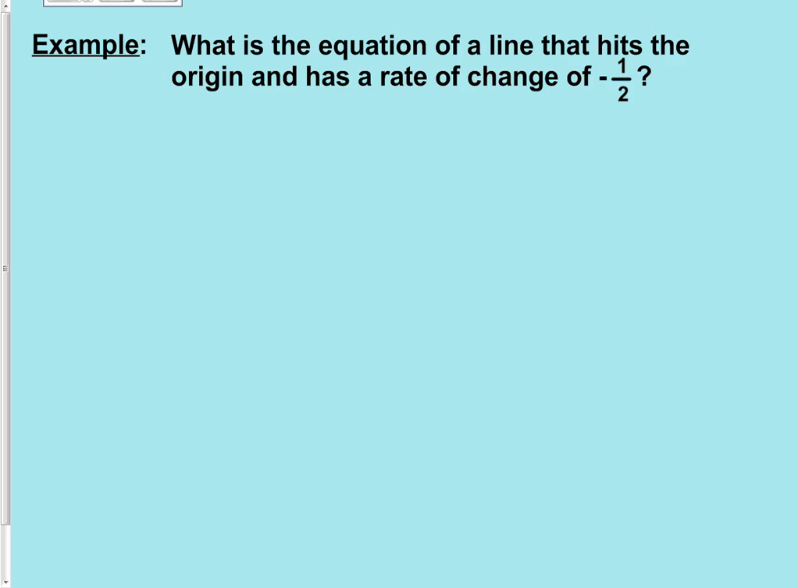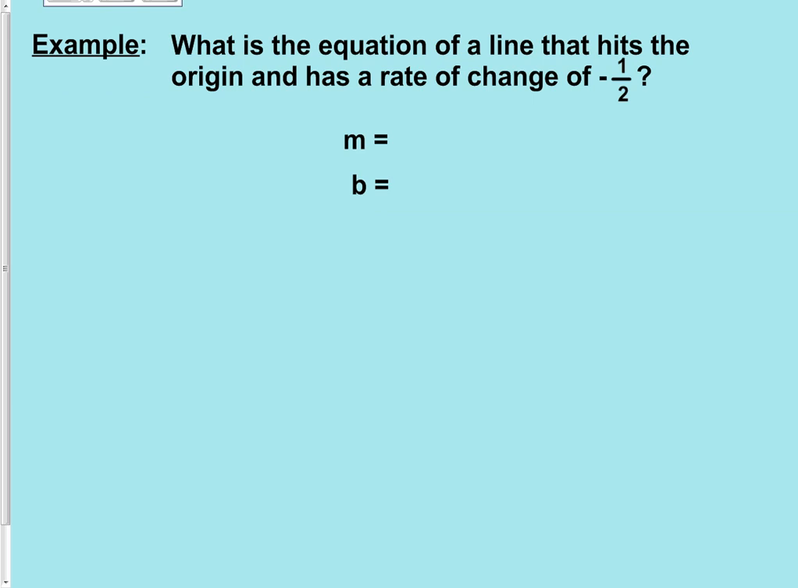Okay, let's look at another. What is the equation of a line that hits the origin and has a rate of change of -1/2? Now, there's a lot of different ways that these problems can be worded, and in some cases, some different vocabulary that can be used. So we need to make sure we know all of our synonyms. Okay, but the same two questions always take precedence. We need to know m, and we need to know b.